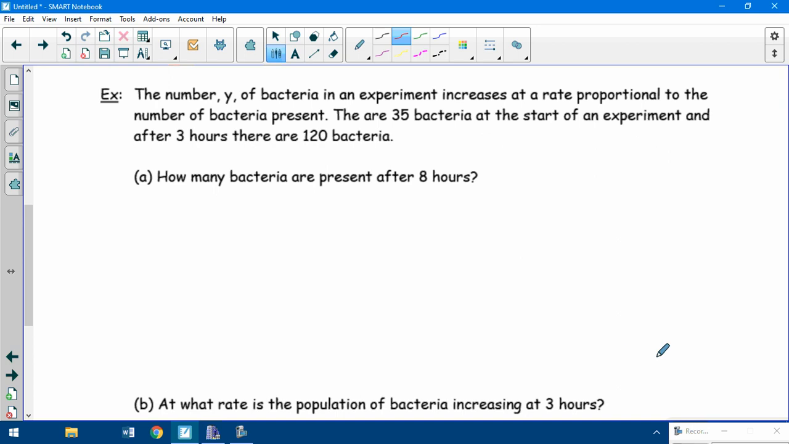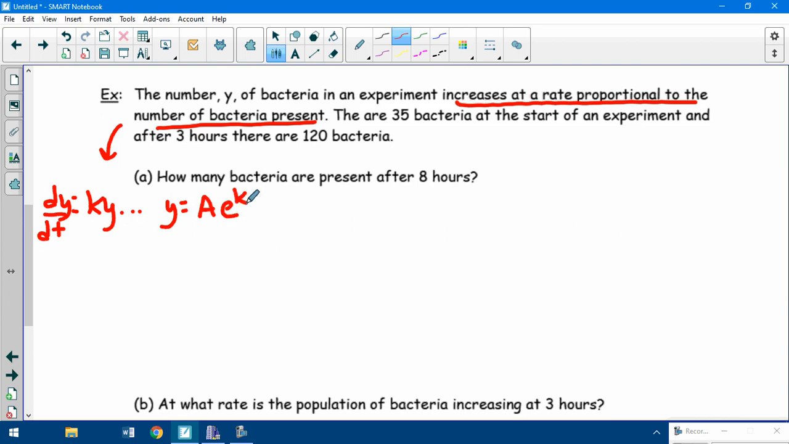The number y of bacteria in an experiment increases at a rate proportional to the number of bacteria present. There it is. Increases at a rate proportional to the number of bacteria present. As soon as I see that, I know dy over dt equals ky, which also means I'm using y equals a e to the kt. Okay, good. There are 35 bacteria at the start of the experiment. Okay, good. So it's going to be A. And after 3 hours, there are 120 bacteria. Our goal is to find how many are present after 8 hours.